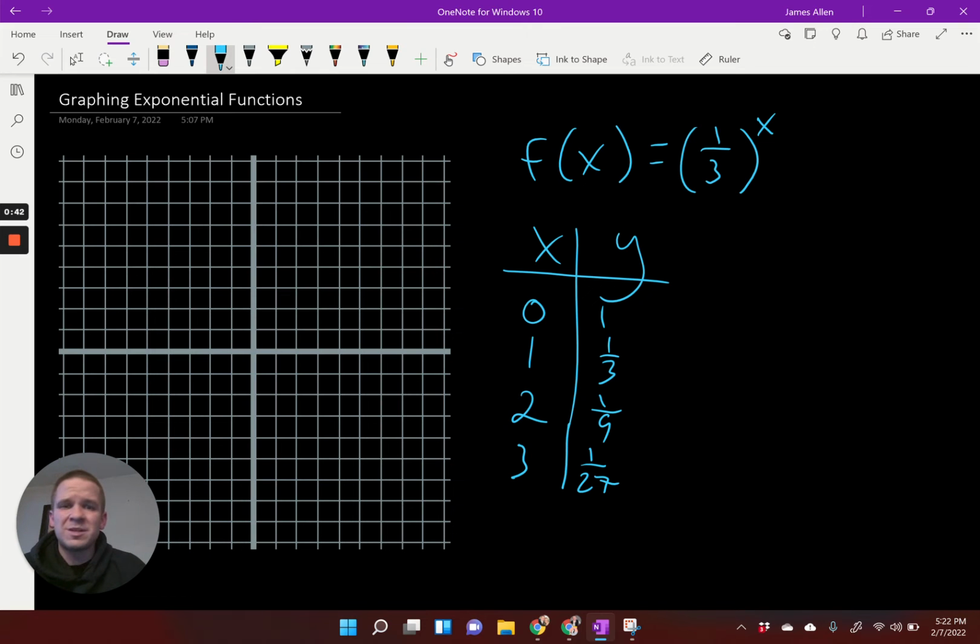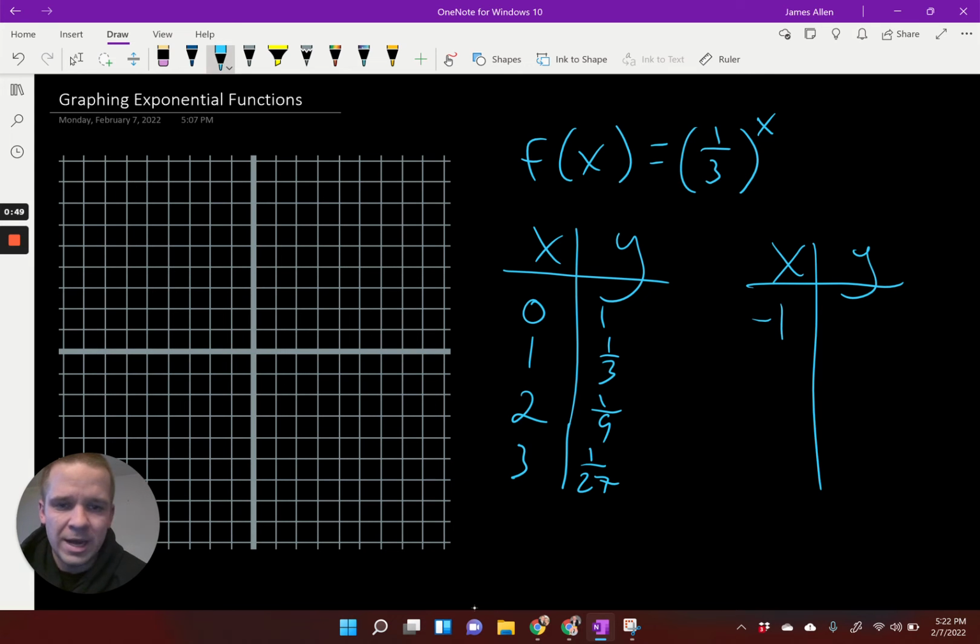What if I went with some negative numbers? Okay, I'll make another t-chart here. We can always make a couple t-charts. Let's say I did -1 now. Well, 1/3 to the negative first would be the reciprocal of 1/3 to the first, so I'd end up getting 3. And then -2 would give me 9, and -3 would give me 27. So when we have a fraction for our base, when we have that decay function, those negative ones actually end up giving us those nice integers in that case.